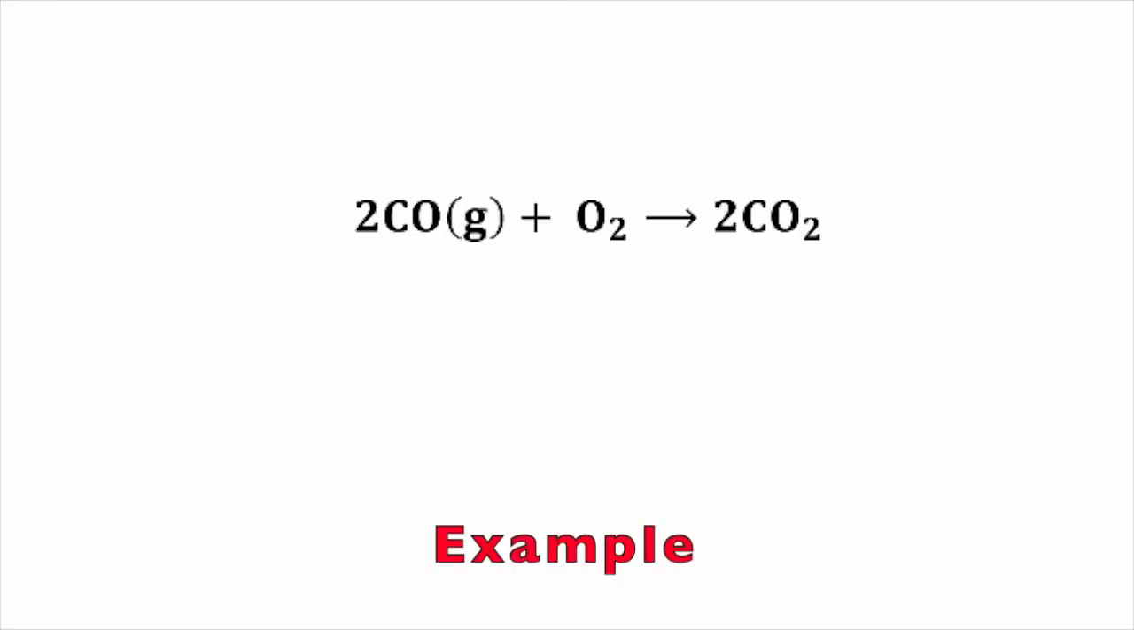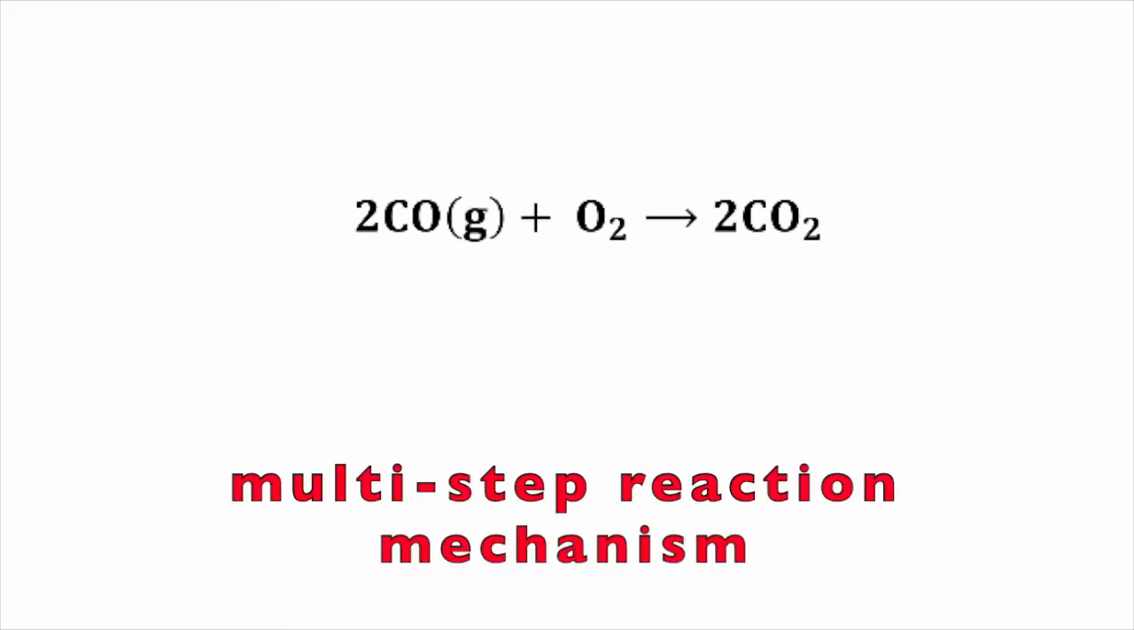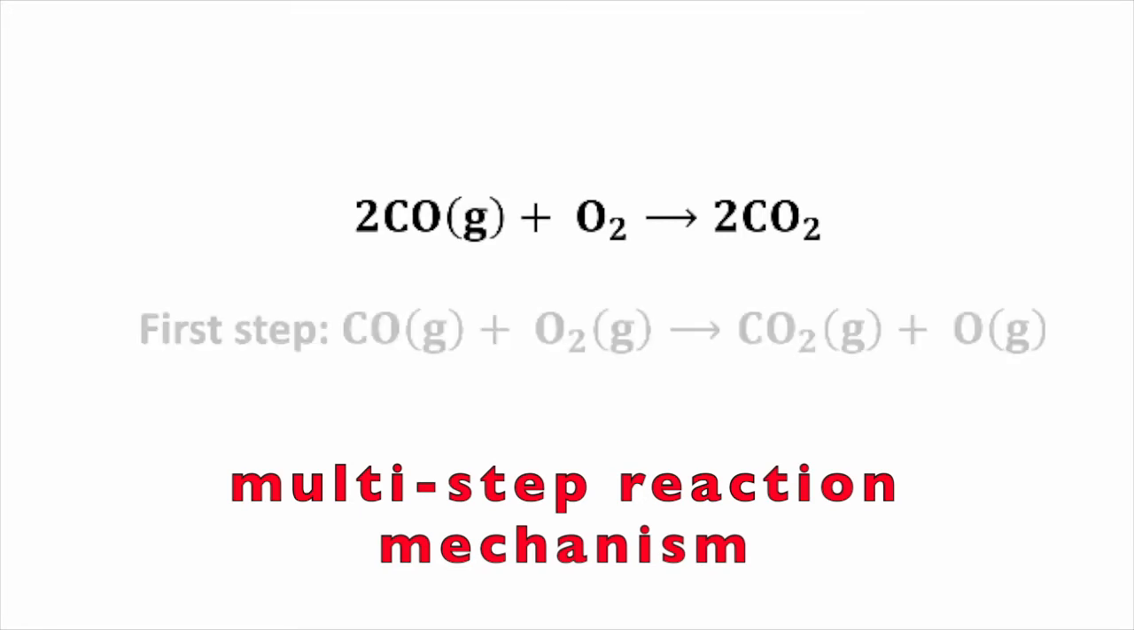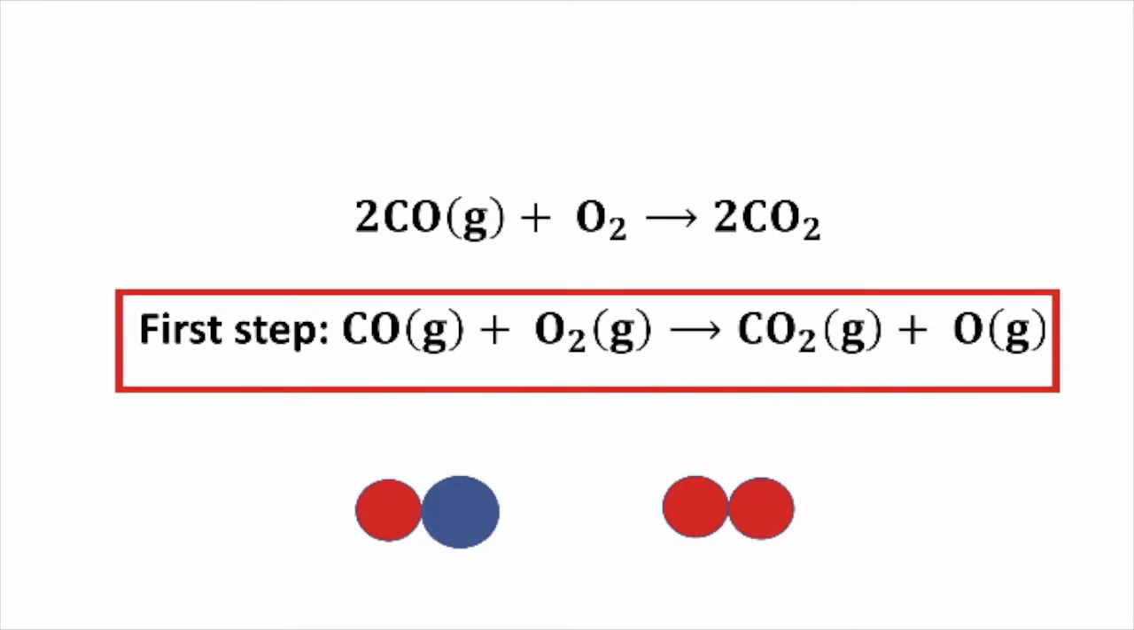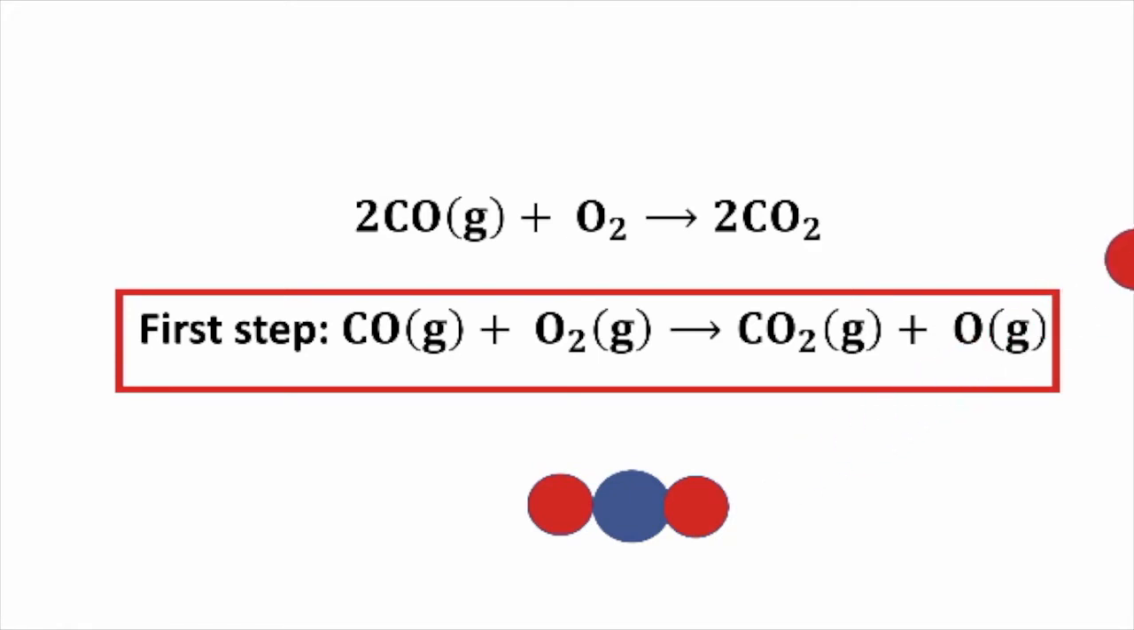We have a reaction. 2 carbon monoxide molecules react with 1 oxygen molecule to form 2 carbon dioxide molecules. Now, this is a multi-step reaction, and we're going to look at the first step of this, where 1 carbon monoxide molecule reacts with 1 oxygen molecule to form carbon dioxide and a single unstable oxygen atom, which is going to go on and react in a second reaction that's not shown. Now, in order for this first step to happen, carbon monoxide and oxygen must hit each other in just the right orientation. If they don't, the reaction won't happen.